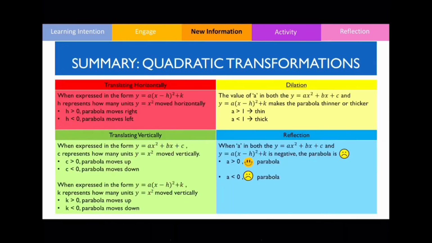But if you're a person that needs more detailed notes, then this is something that might be useful for you instead. So this pretty much just summarizes all the different types of transformations for both the standard form as well as the turning point form. So please copy this into your notes, whichever notes are better for you guys.